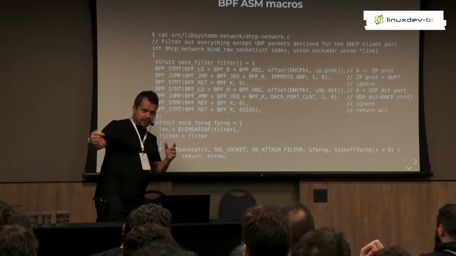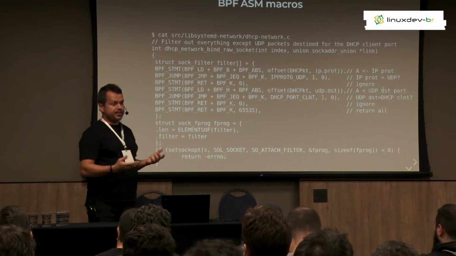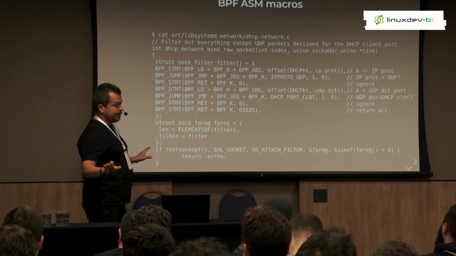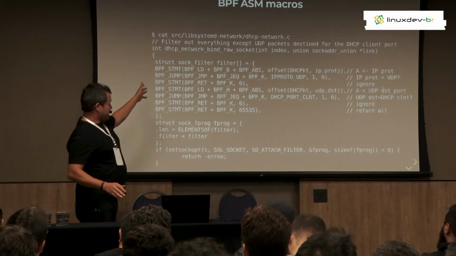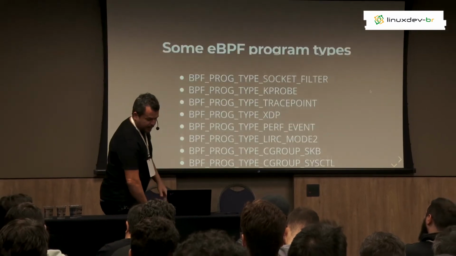Every time this socket gets something, this is run, and then packets that are DHCP pass, packets that are not related to DHCP are dropped. This is systemd. This is the first example of something using BPF already.